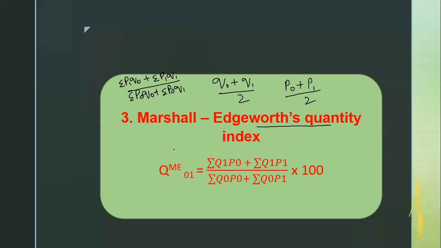So if you see both the formulas, it is the same. The only change that has happened is, instead of P, we have written Q, and instead of Q, we have written P. So no change in the formula, no changes in the signs. Okay, the plus sign stays as it is. No change in dividing, multiplying. Only change is that instead of P, you have to write Q, and instead of Q, you have to write P. Okay, that is the difference between price index and the quantity index.